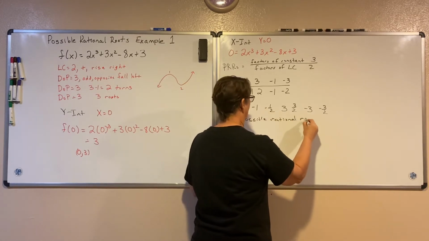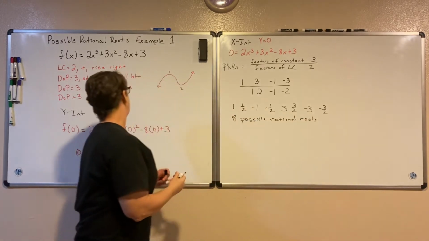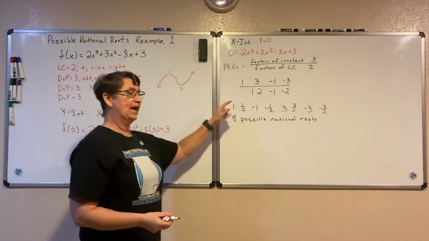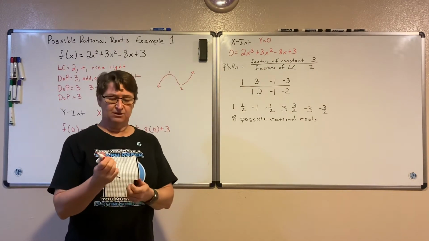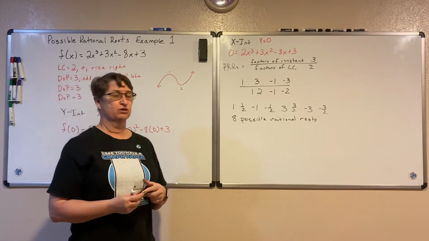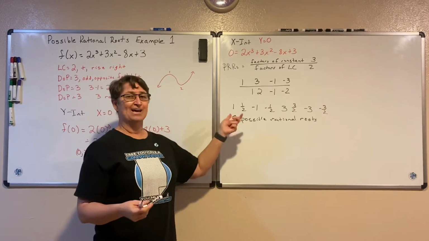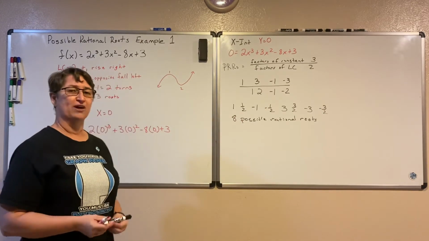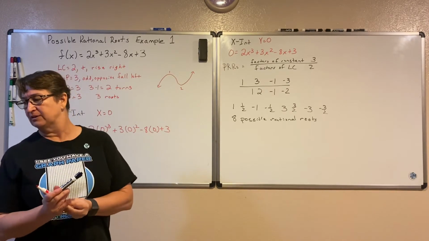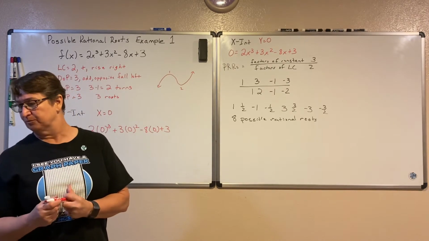We know from our end behavior that we are only going to have 3 roots. So not all 8 of those are going to work. In fact, this polynomial might only have irrational roots. This just tells me if it has rational roots, what are those possibilities. So now let's just try one or two and see if we can't get this thing factored.